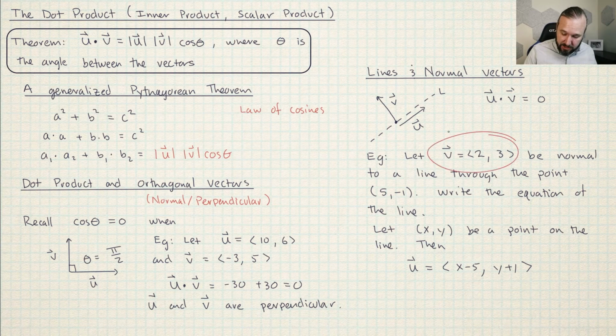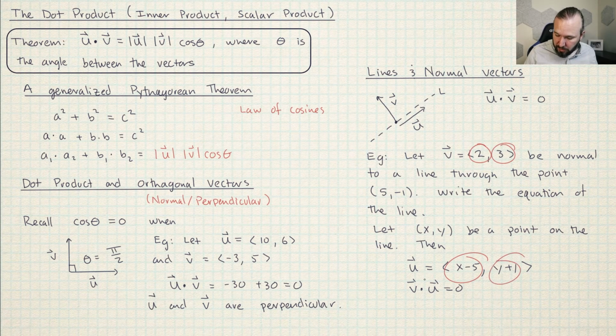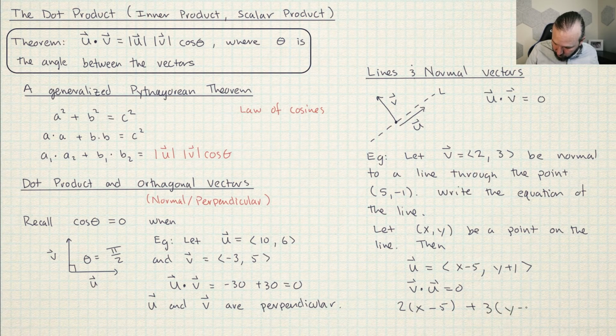So since v is perpendicular to the line and u is in the line, I know that the dot product of these two vectors must be equal to 0. So v dot u equals 0. What does that look like? That means that here are the coordinates, right? I just need to multiply those two and multiply those two and then add them together. So I get 2 times x minus 5 plus 3 times y plus 1 must equal 0. And I've done it. There it is.